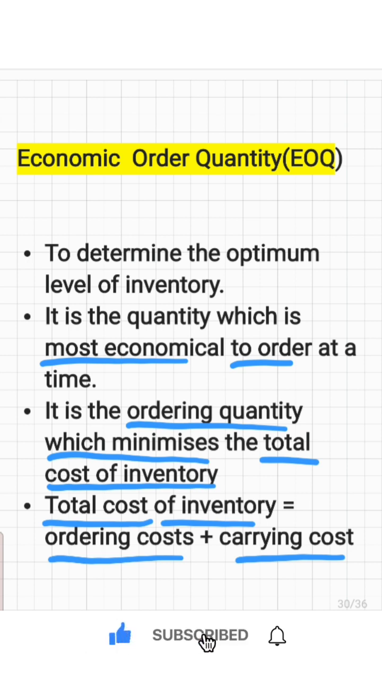Economic order quantity enables a firm to determine the optimum level of inventory. It is the quantity which is most economical to order at a time, and it is the ordering quantity which minimizes the total cost of inventory. What do you mean by total cost of inventory? Total cost of inventory comprises the ordering cost and the carrying cost.